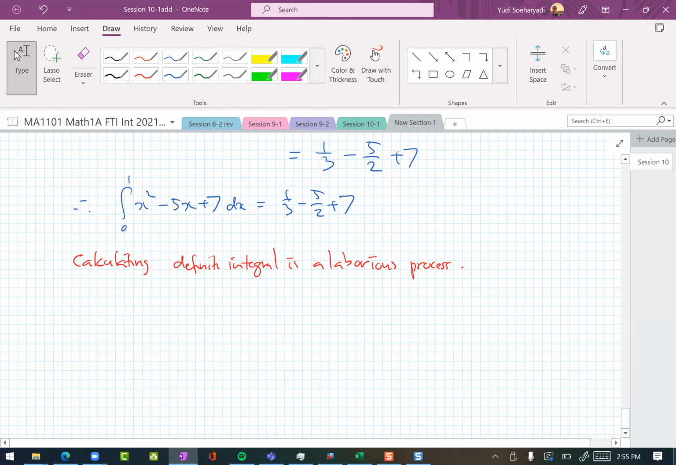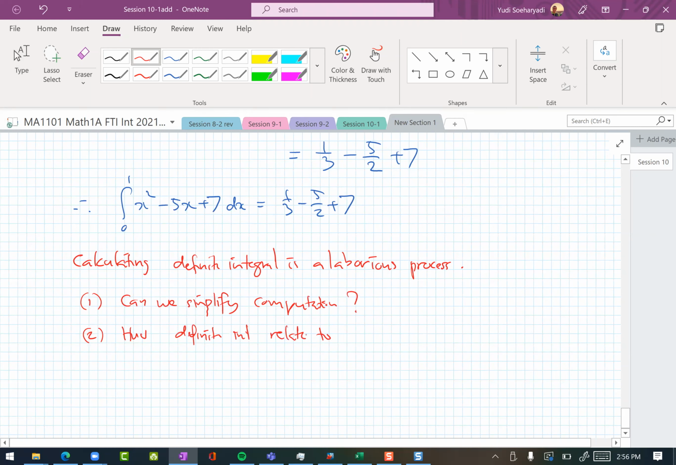So the questions now are, of course, can we simplify the computations? Second, how does the definite integral relate to the indefinite integral? Okay. So this points to what we call the fundamental theorem of calculus.